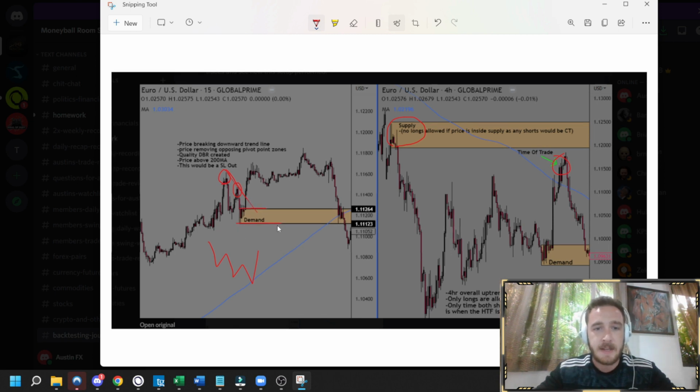The only difference is I need price to be above the 200 moving average. This blue line right here is the 200 moving average. That's going to tell me that, hey, I'm trading with the trend, right? So I'm above the 200 moving average, nice quality setup, and I buy the pullback.